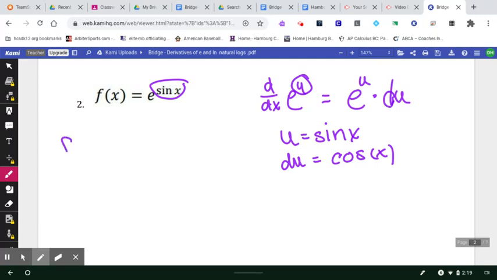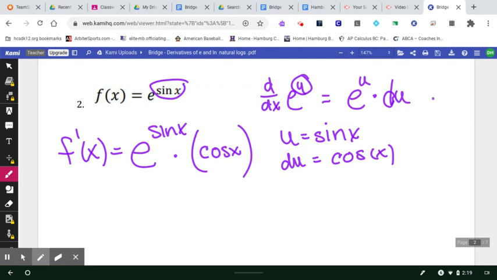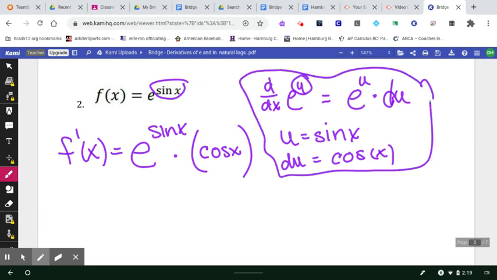So the derivative of f of x, so f prime of x equals, leave it alone, times the derivative of the exponent, times the cosine of x. Now, if you can do all this in your head, you don't have to write it down. I'm just trying to really show the basics for everyone about who the u is and how to derive it. But if you can do it all in your head, that's fantastic.